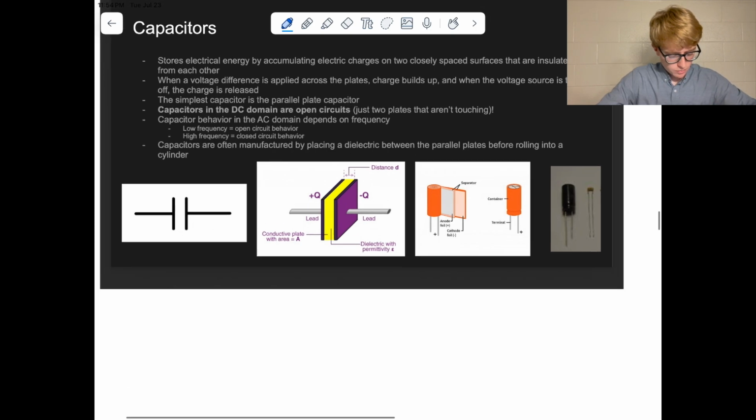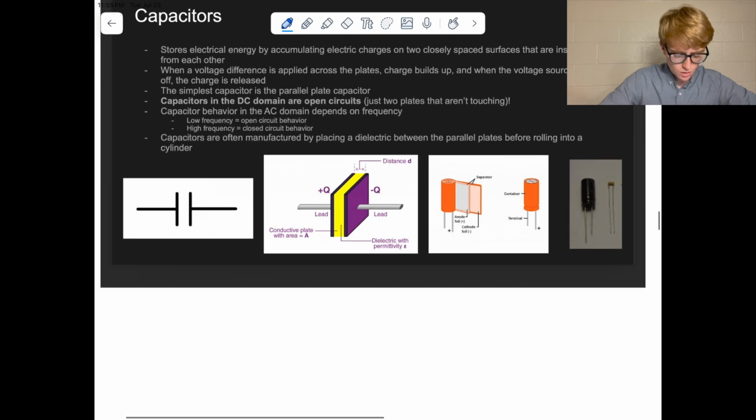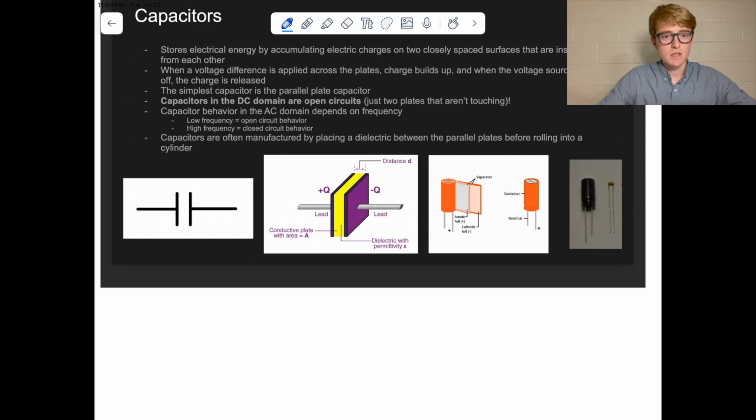So we talked about the parallel plate capacitor. Now let's get into the most essential discussion, which is how capacitors behave across different frequencies. The first thing we're going to start with, because we are talking about DC analysis in this studio, is what happens when a capacitor is placed in a DC circuit? In the DC domain, capacitors basically look like open circuits. They're basically not there at all.